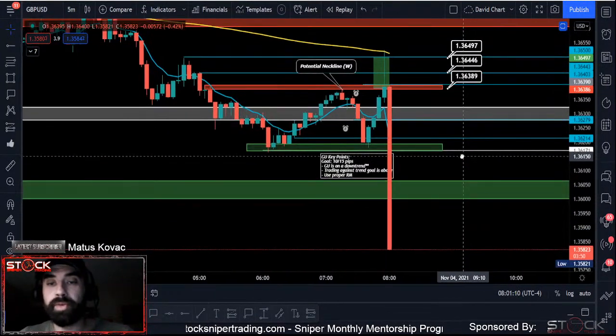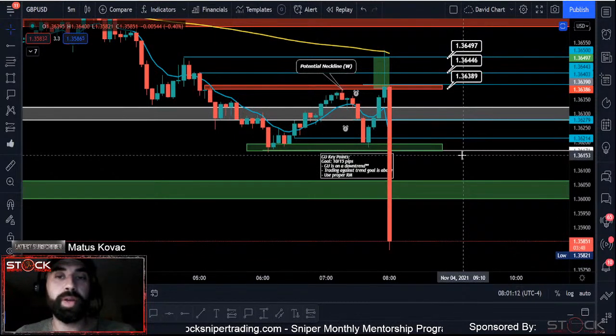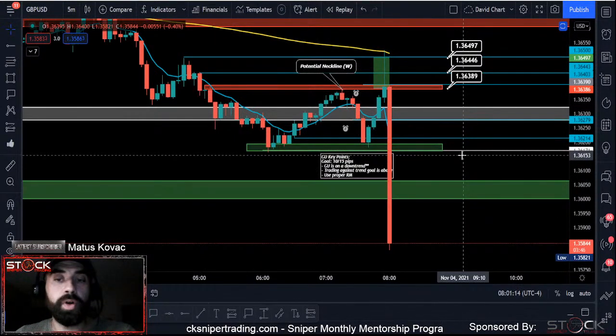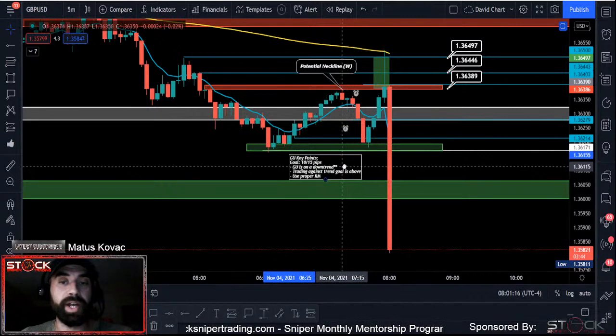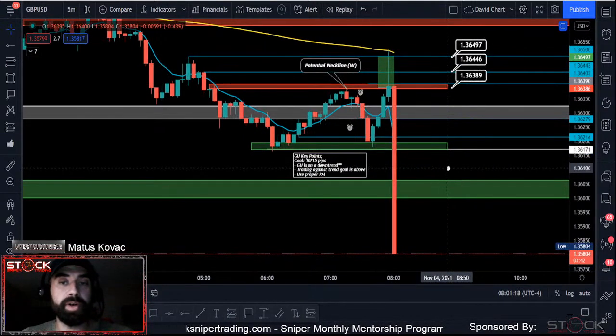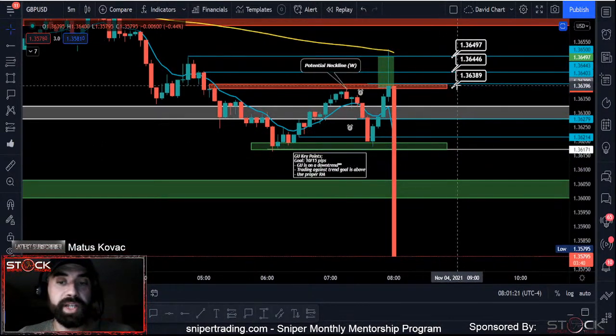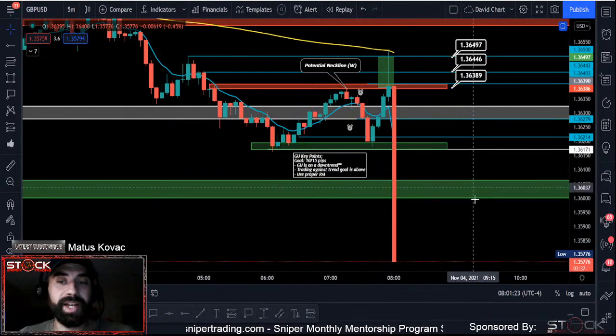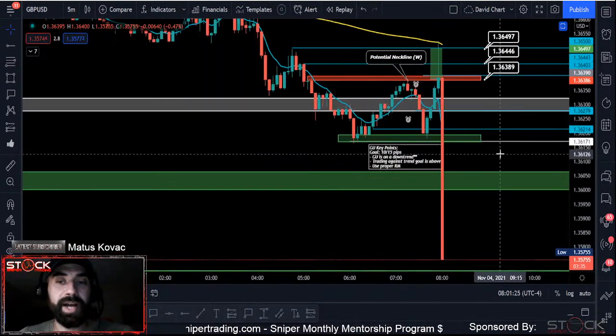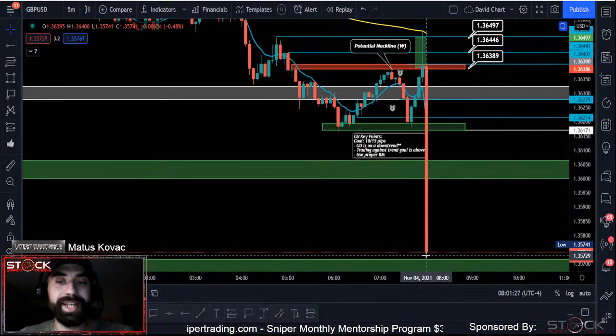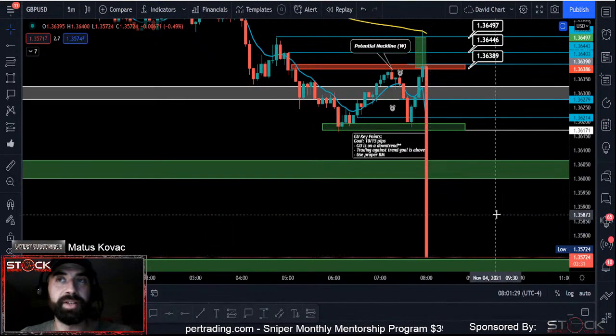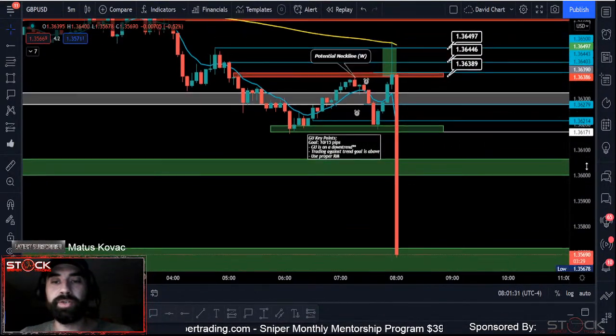Look at GU, guys. Remember, overall downtrend. I showed you right before this, there was the top wick of the overall bearish downtrend. Right there was the key point, 1.36389, coming down now to the overall next daily demand area. Look at GBP USD. All right, look at GU, guys.